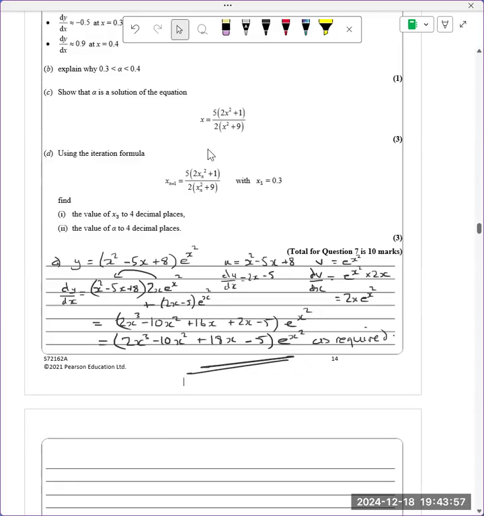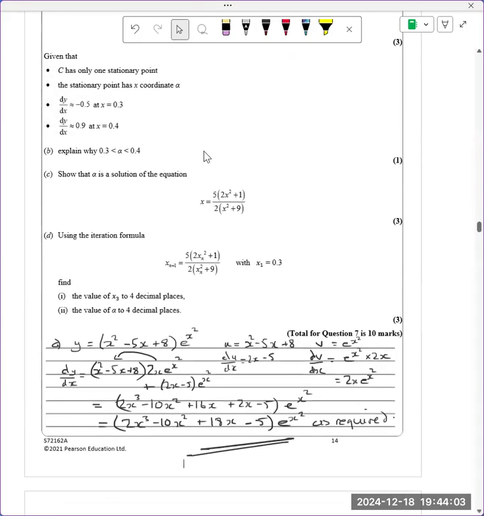Okay, now we've got this iteration formula, but we're working with dy by dx rather than with y. Other than that, it's a standard sort of question. So dy by dx is negative at 0.3, it's positive at 0.4. Explain why this value alpha, which is the stationary point, has to be between 0.3 and 0.4. So it's because it's going from negative to positive, it must pass through 0.